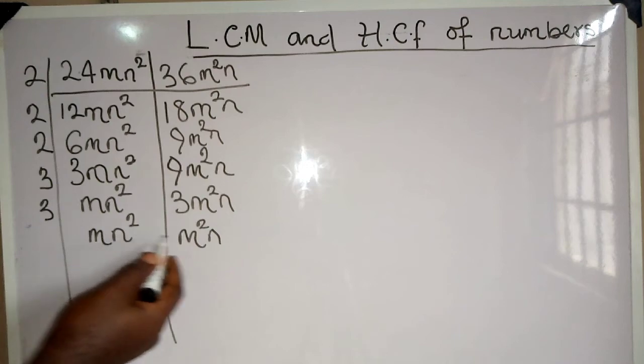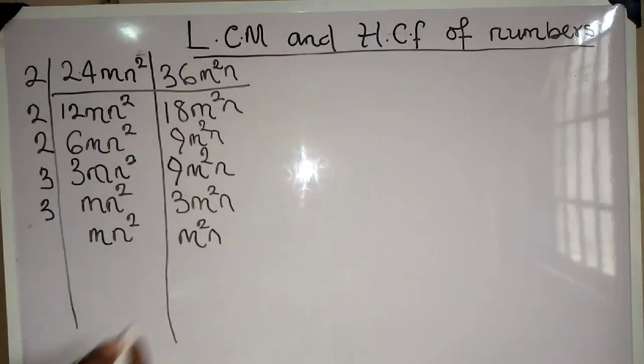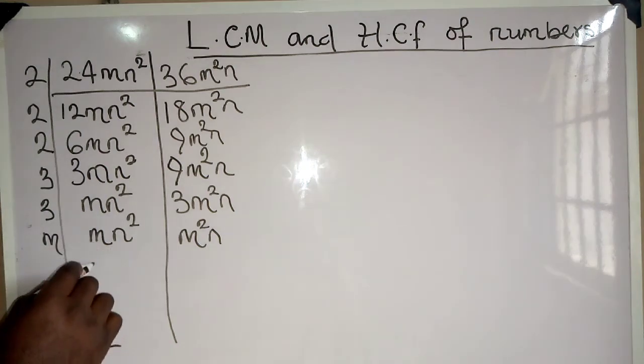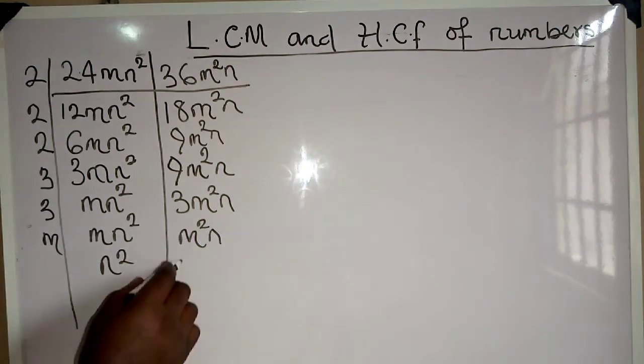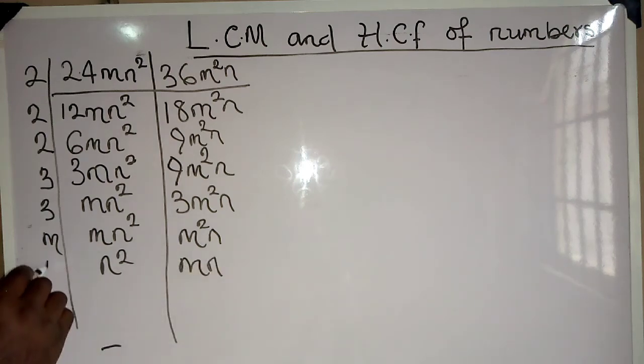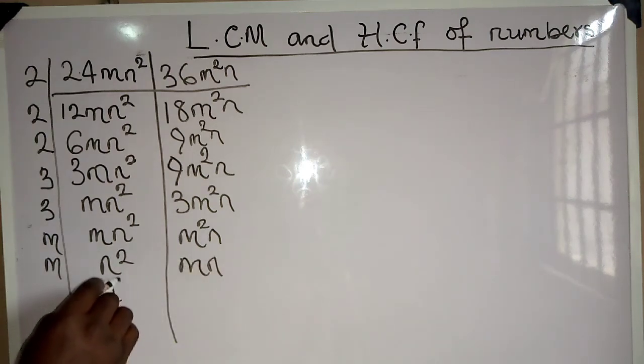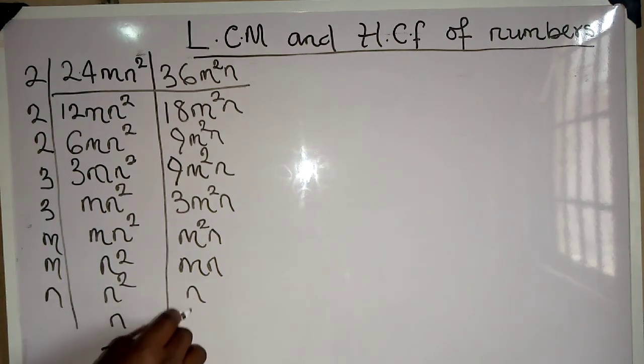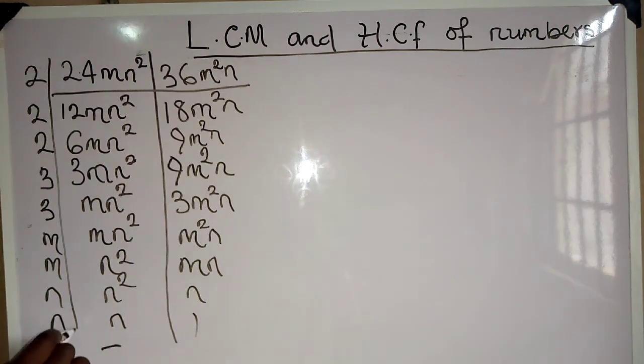We have other variables that can divide. I have my m can divide. Here will give me n square, m here will give me mn. M can divide again. M here will give me n square, and m here will give me n. N can divide. N here will give me n, and n here will give me 1. N can divide again to give me 1 and then 1. So we try to simplify or divide each term to the lowest possible form for the LCM.